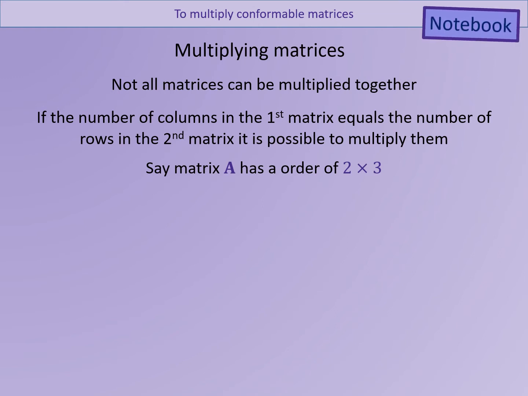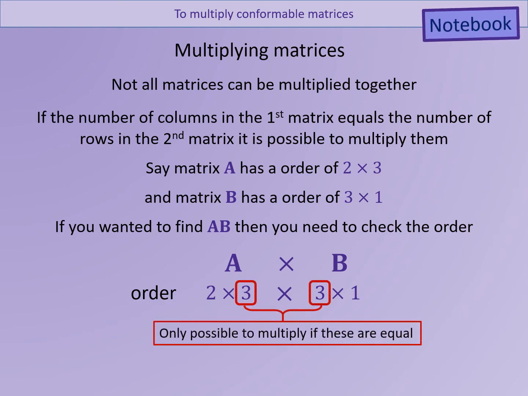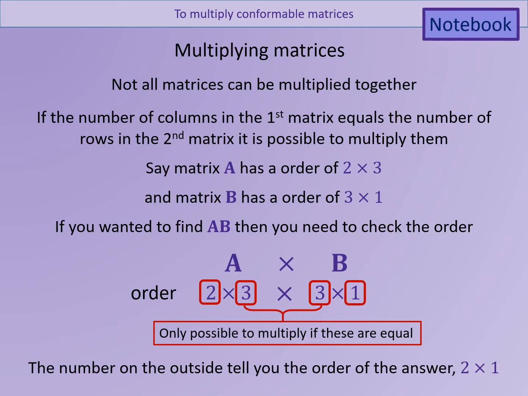Matrix A has order 2 by 3 and matrix B has order 3 by 1. If we wanted to work out AB, A multiplied by B, then we first check the order. The order of A is 2 by 3, the order of B is 3 by 1. Because the 3s here, the ones that are next to each other, are equal, it means that we can multiply them. And then the numbers on the outside tell you the order that the answer should be, 2 by 1.